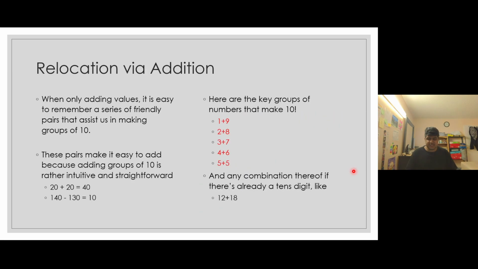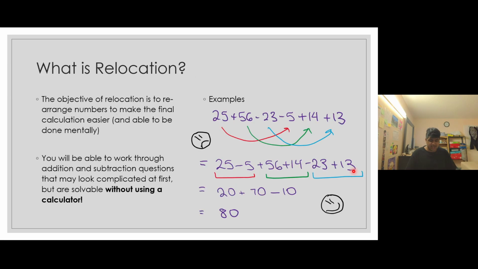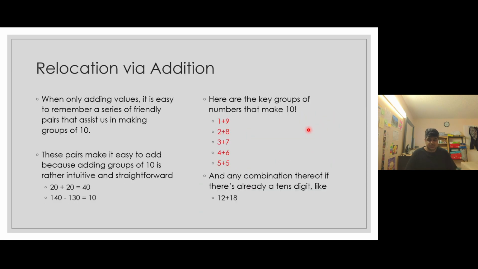So let's explore this in a bit more detail, right? First of all, let's only cover addition. By addition, I mean this here: 56 and 14, and that's the only addition one we did. The key to addition is to always find a series of friendly pairs which assist us in making groups of 10. So what do I mean by this?